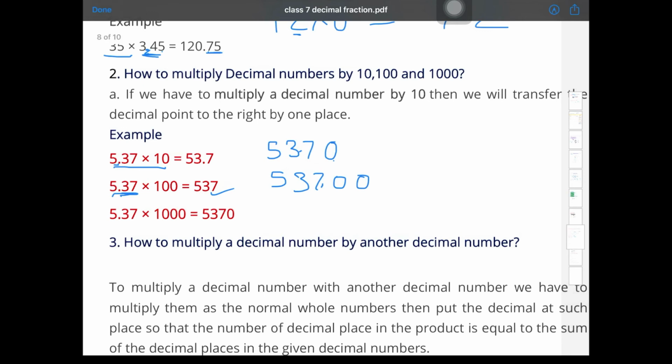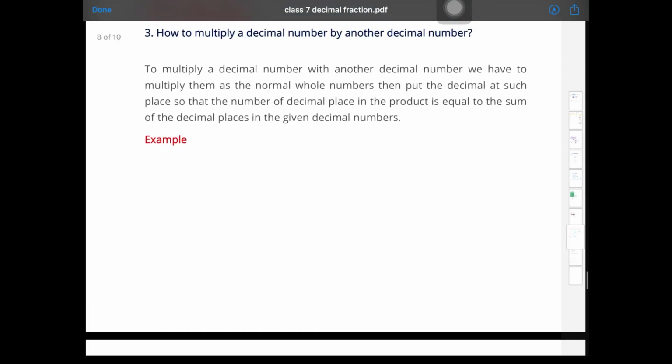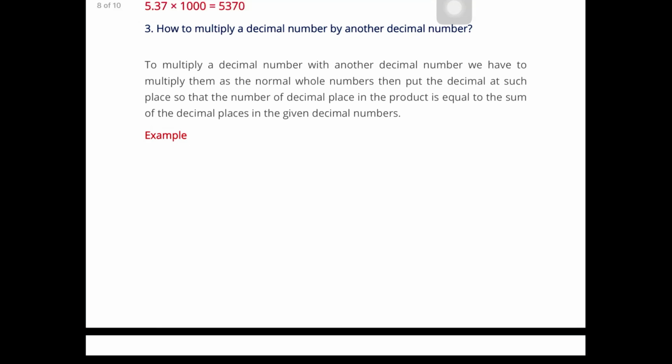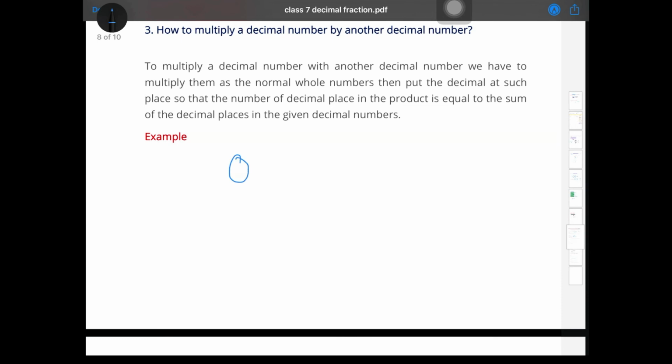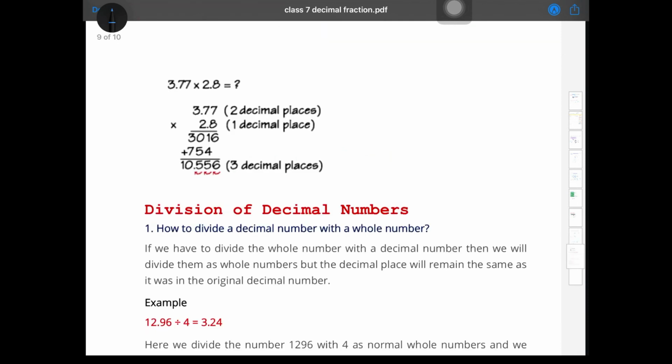Now suppose you have to multiply a decimal with another decimal. For that, suppose you have 0.2 and you are multiplying with 0.5. So 5 twos are 10, just multiply to get 10. Now here you have to count the digits after the point. Here 1 digit, 1 digit, so total 2 digits. So the answer will have the point before 2 digits. So it will be 0.10. Like this you have to give the decimal point when you are multiplying two decimal numbers.